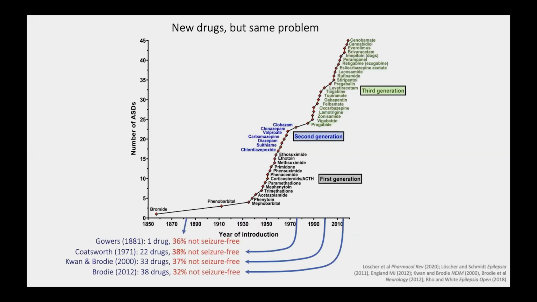This is just another way to show, before I mentioned all these different drugs coming on the market, this is time on the x-axis, dating back to the 1800s until about now. And this is the number of new anti-seizure drugs. The point of showing this slide, it may seem kind of redundant, but the point is the percentage that are not seizure-free has been roughly the same this whole time. Even now, with all these drugs at our disposal, we're only getting about 68% seizure-free on drugs. So it really hasn't changed much.